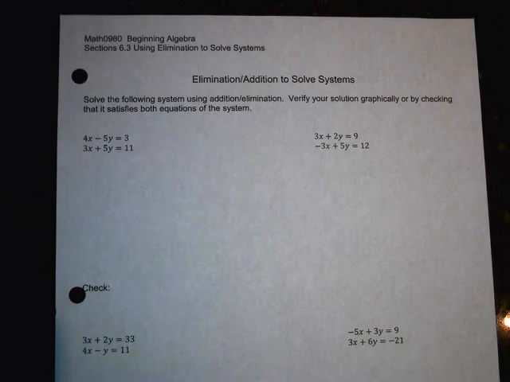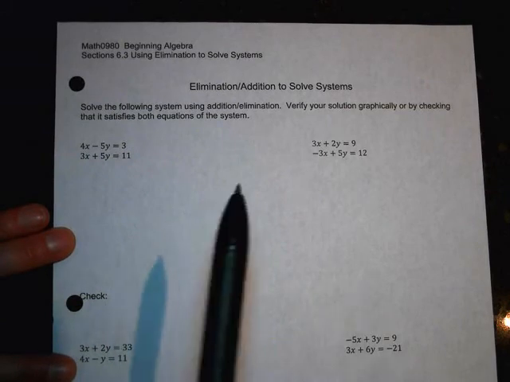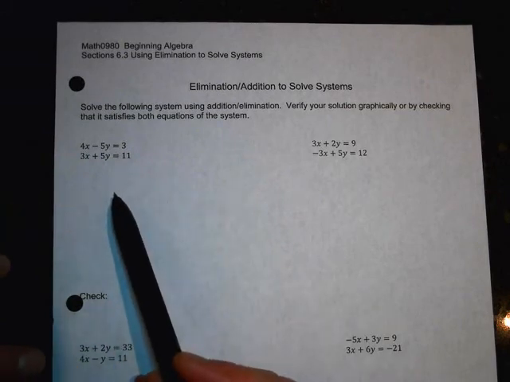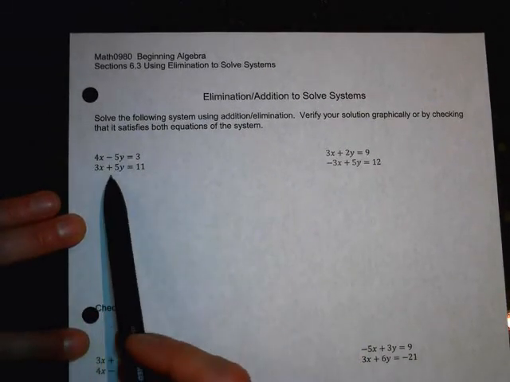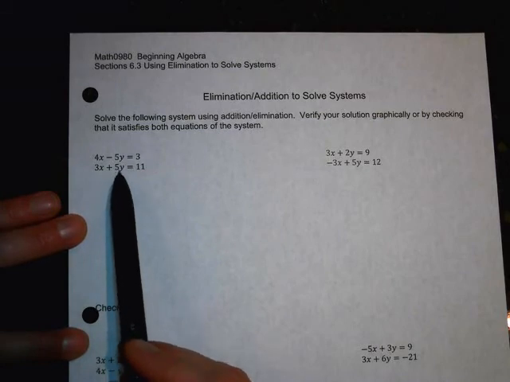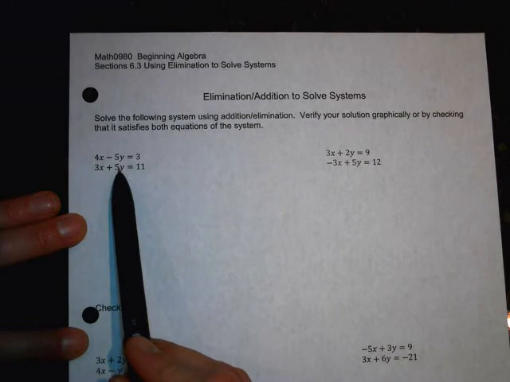So it's called elimination. I like to call it elimination addition because we're going to add to eliminate a variable. So the first two are set up nicely for us. So your goal is to get the same coefficient but of opposite sign in front of one of the variables. So this one's set up for us. You see we have a -5 and a +5 in front of the y. So we can eliminate the y right away if we add these equations together. So let's go ahead and do that.